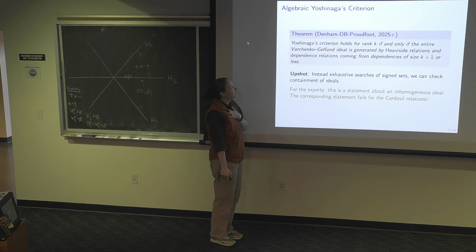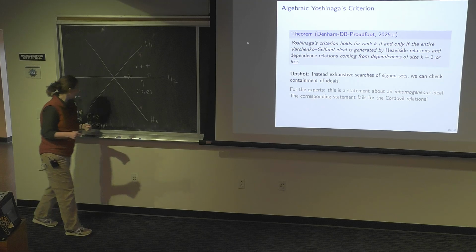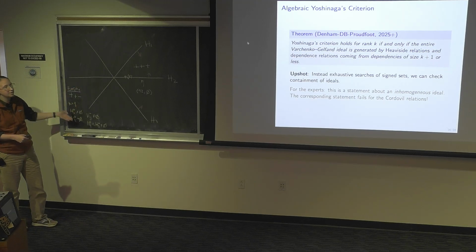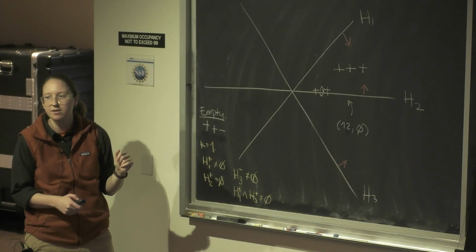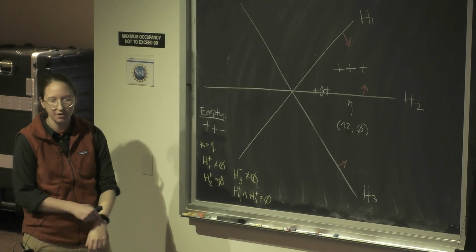So the upshot of this whole machinery is that instead of doing exhaustive searches on sets and sets and sets, we can plug this relatively uncomplicated ideal into Macaulay 2 and do calculations.